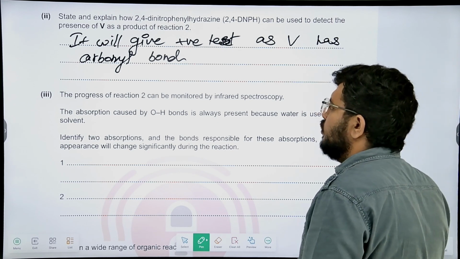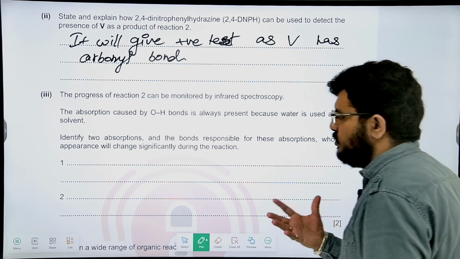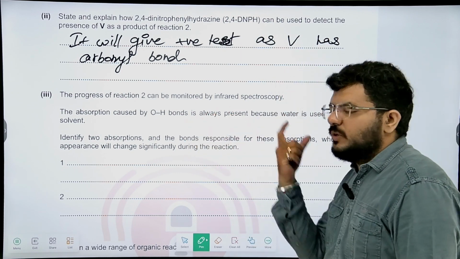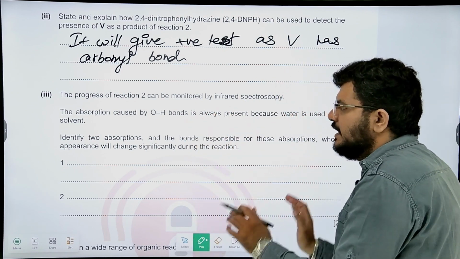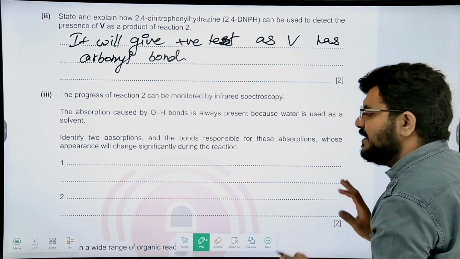Now, the progress of reaction 2 can be monitored by infrared spectroscopy. Again, whenever there are questions like this, you will have data besides this, right? Right now, I will answer this without data.